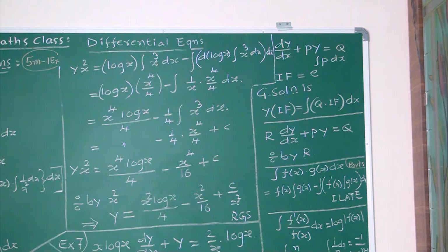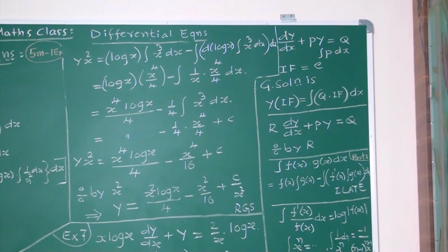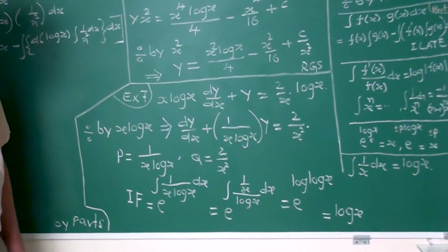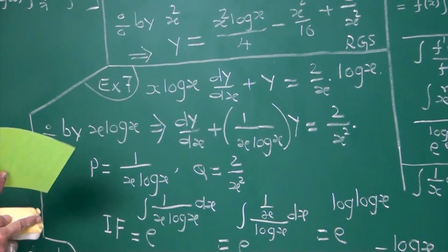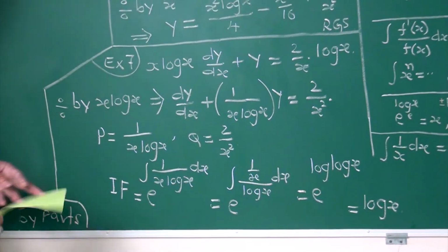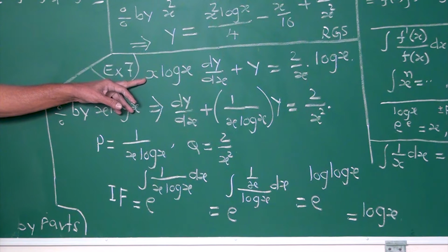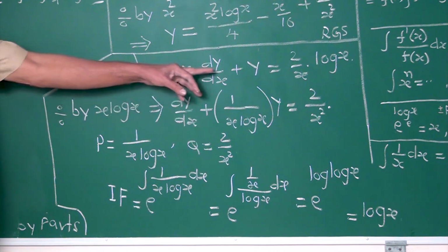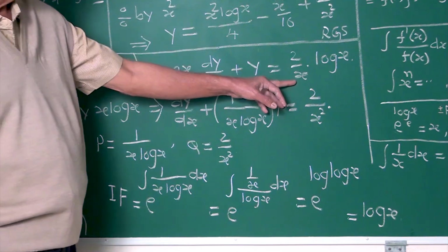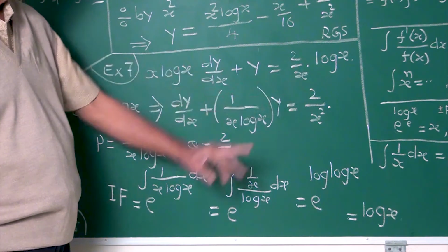Look at the next example. This is example number 7. Find the general solution. Same title. Find the general solution of the differential equation: x log x into dy by dx plus y equals 2 by x into log x.